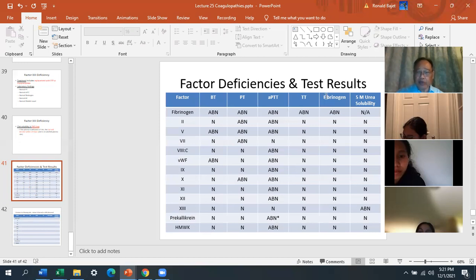And then the next 2 columns, thrombin time and fibrinogen, you start off with abnormal, and then the rest are normal. Start off with abnormal for fibrinogen, and the rest are normal. So these two columns are really easy. Then the last column is easy.